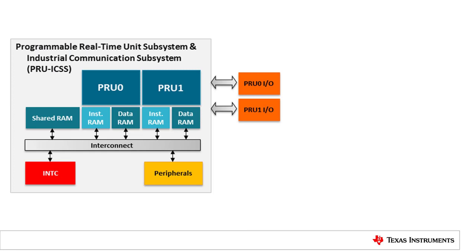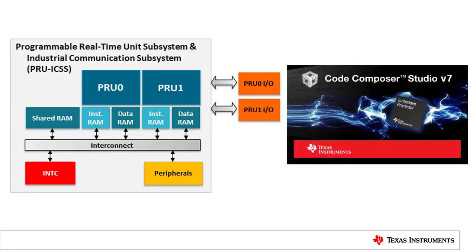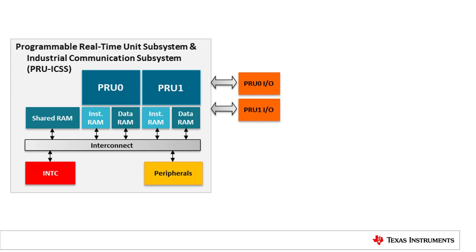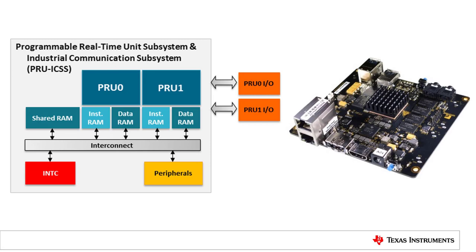I've noticed that many customers think that the only way to get the PRU C compiler and use it is to download Code Composer Studio. Today, I'll show you that downloading CCS isn't necessary, and that actually, you can even install and use the PRU C compiler on one of our Sitara evaluation modules.